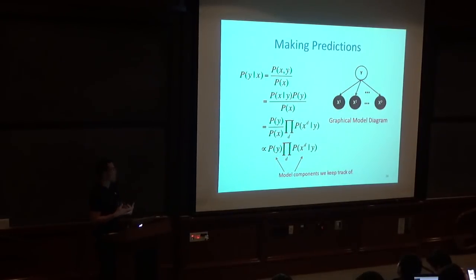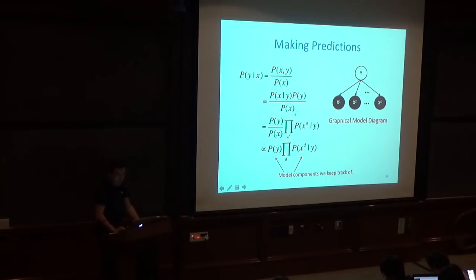Suppose we care about P of y given x. And the way we've structured the model suggests that y is somehow special. So this is perhaps the most common prediction task that we care about. How does that work? Well, P of y given x is equal to P of x comma y divided by P of x, which is equal to P of x given y times P of y divided by P of x. This is the full Bayes rule, the first two equalities.